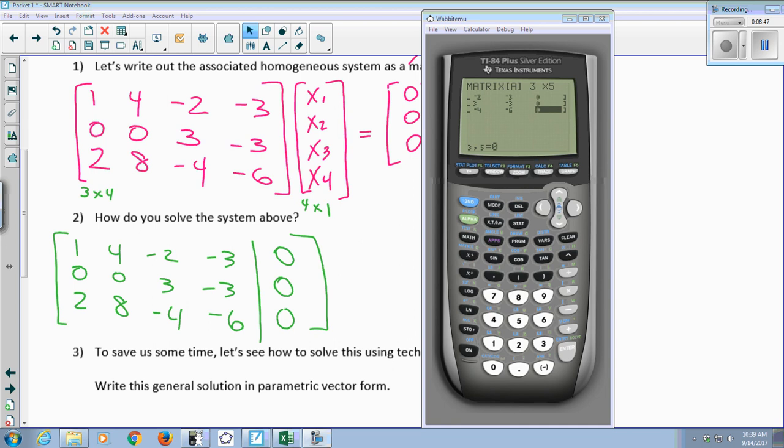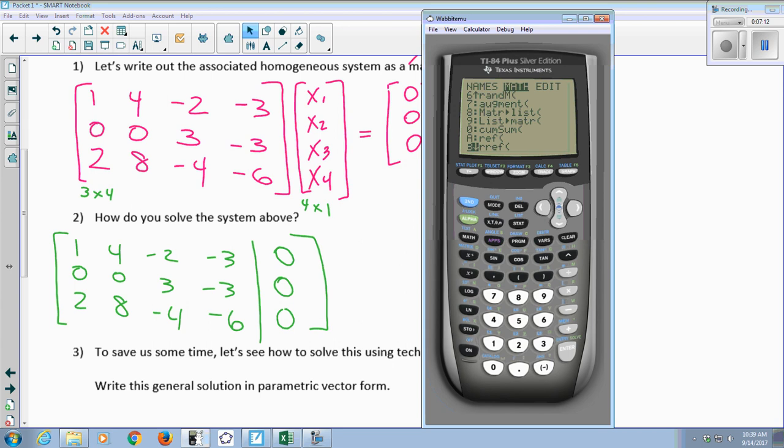All right, so now just quit out of this screen. Just hit second quit. It takes you back to the home screen. Go back into the matrix menu and cursor over to math. And I think it's option 0. Nope. It's option B, RREF. So you scroll down to option B.